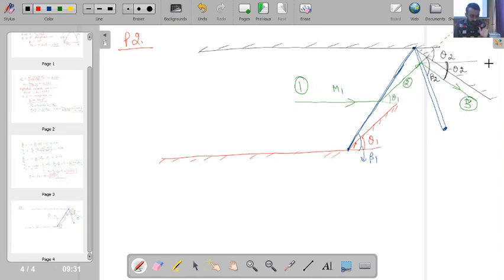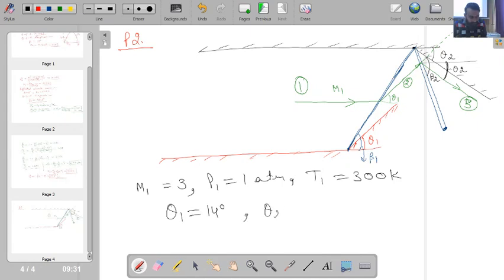Okay. Now let's see. This diagram is given in the question, and along with this diagram a few more parameters are given. The Mach number at point 1 is 3, pressure at point 1 is 1 atmosphere, temperature at point 1 is 300 Kelvin, the value of theta 1 is 14 degrees and the value of theta 2 is 10 degrees. You are supposed to find out the values of M3, P3 and T3.